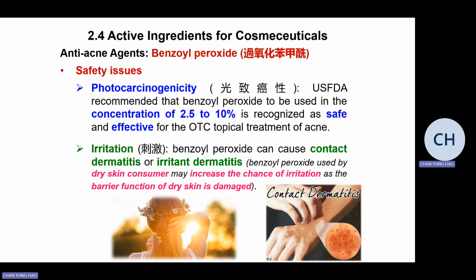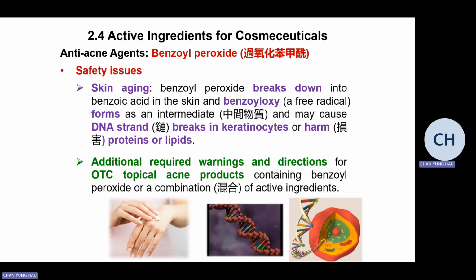For safety issues, it may cause photocarcinogenicity. The US FDA recommends a concentration of benzoyl peroxide in personal care products of 2.5 to 10%. That is safe and effective. But overuse may cause irritation, such as contact dermatitis or irritant dermatitis. So be careful. It will also speed up the skin aging process.